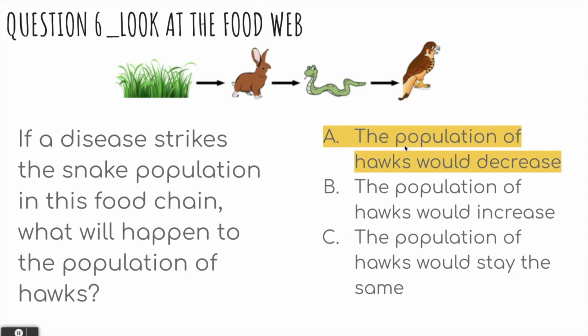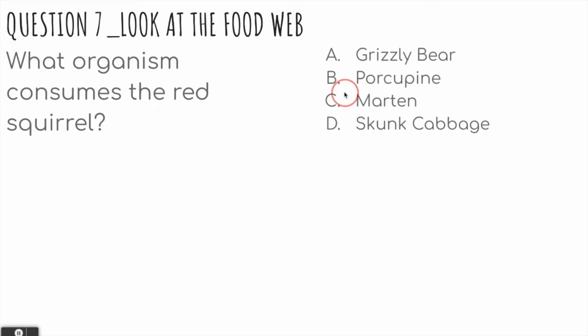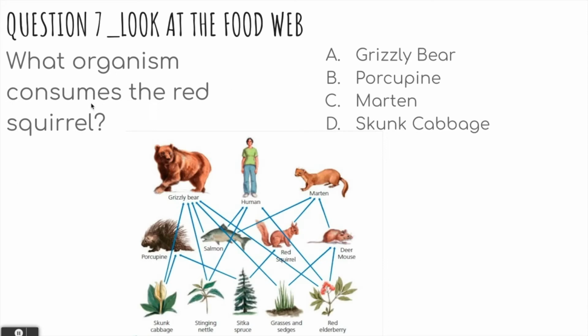If you said the population of hawks would decrease, that is correct. If there are no more snakes for the hawks to eat, they will begin to get hungry. They won't have anything to eat. Then there will be fewer hawks because when they are hungry, they're going to starve. Let's move on to question 7.